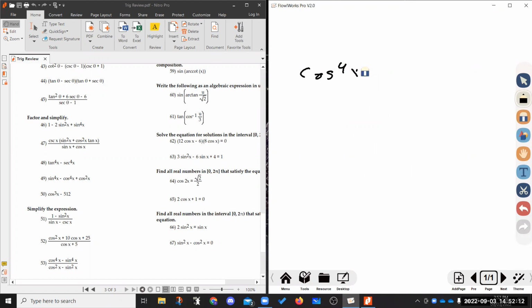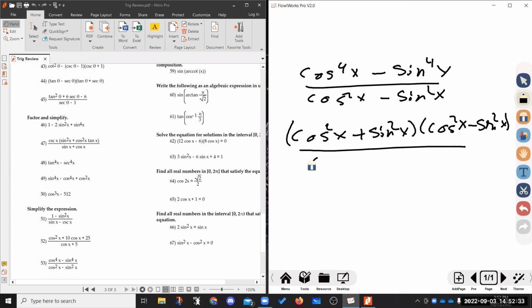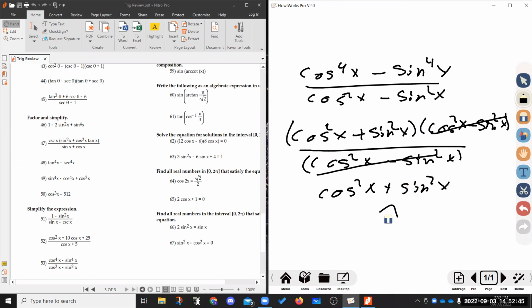Cosine to the 4th x minus sine to the 4th x over cosine squared x minus sine squared x. This is going to be cosine squared x plus sine squared x, times cosine squared x minus sine squared x, because it's the difference of squares, over cosine squared minus sine squared. Those go away, and I'm left with cosine squared plus sine squared, but that's equal to 1.